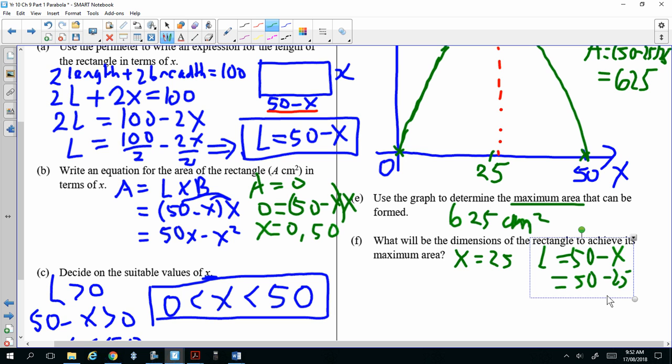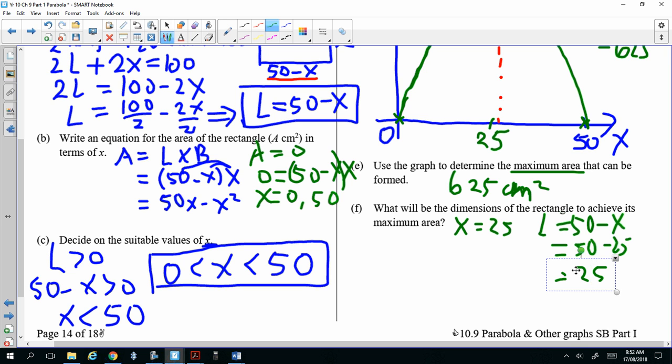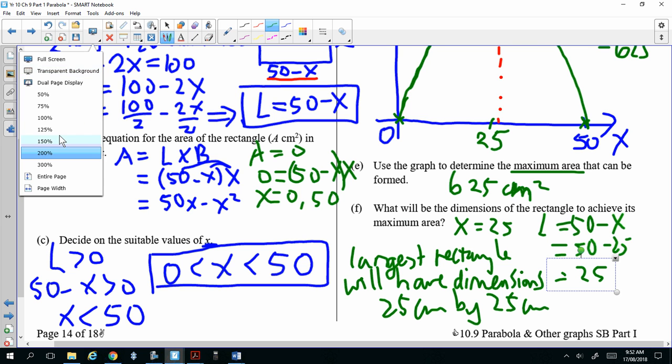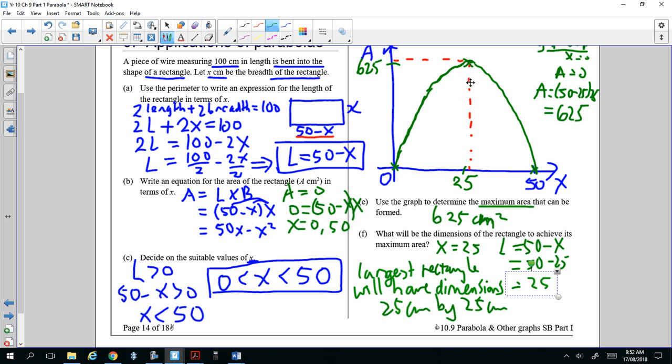So the largest rectangle will have dimensions 25 cm by 25 cm. Okay, done. Thank you. So that's this chapter. So you need to draw the graph, and answer what's the maximum area or the minimum value. Okay? All right, good.